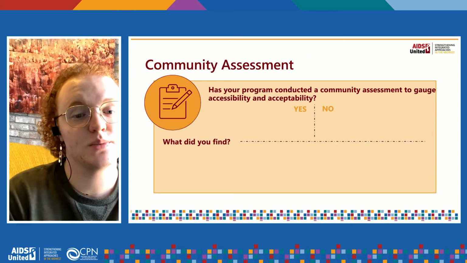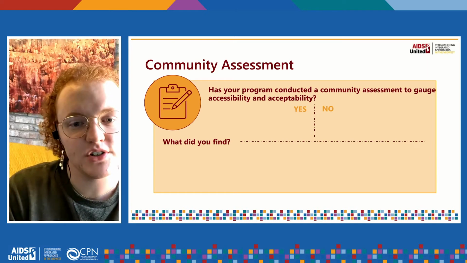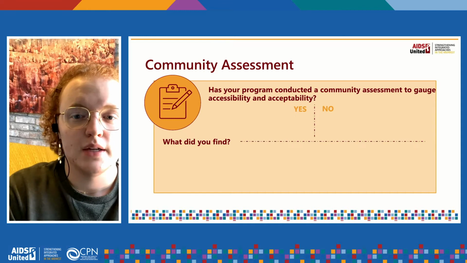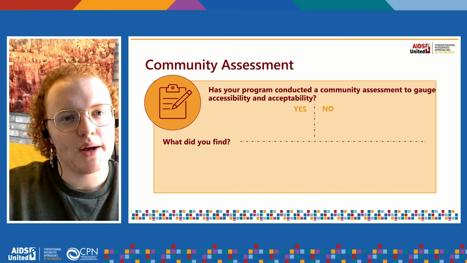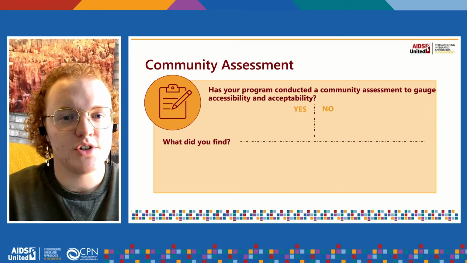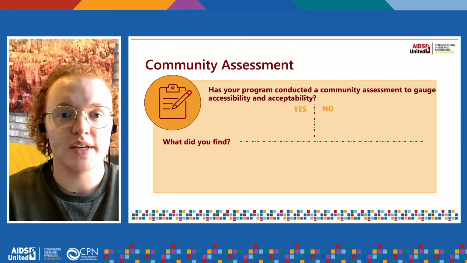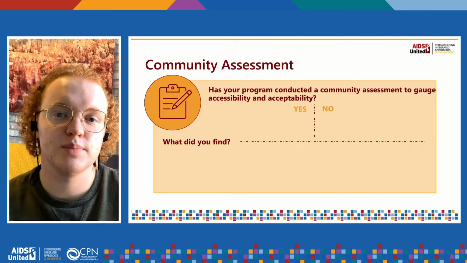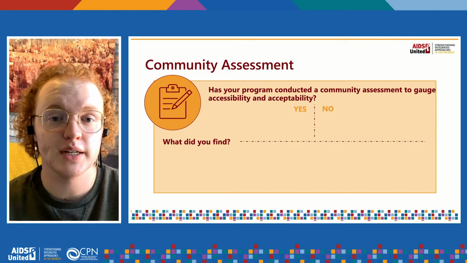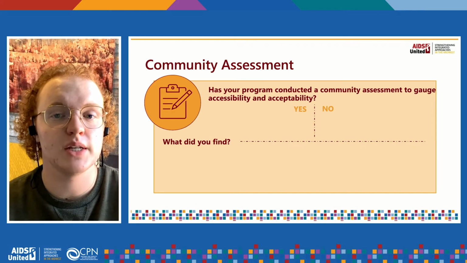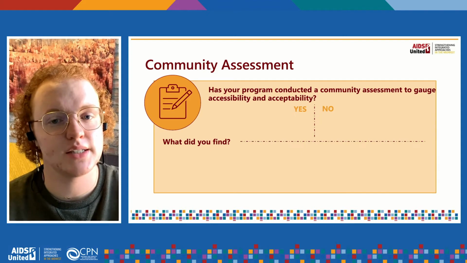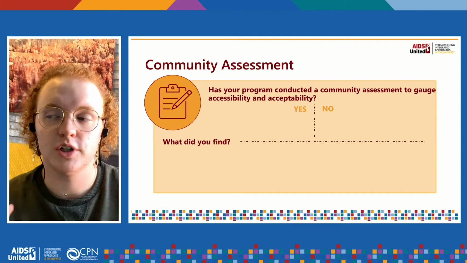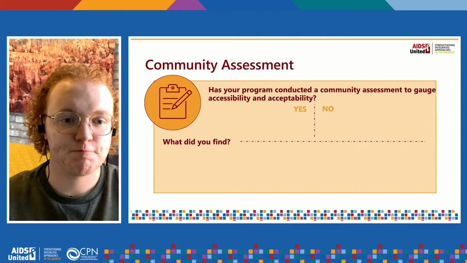So on this next slide, we're going to go ahead and get out our annotate function again and start looking at the questions on the screen. I'm going to go ahead and talk a little bit more about the community assessment, but I encourage you to kind of respond on the board with this. In those first 2 boxes at the top, you can go ahead and put stamps in whichever one feels most correct. So whether or not you have done community assessment to gauge specifically accessibility and acceptability. And if you did, what did you find? And we'll look at those answers in just a second.